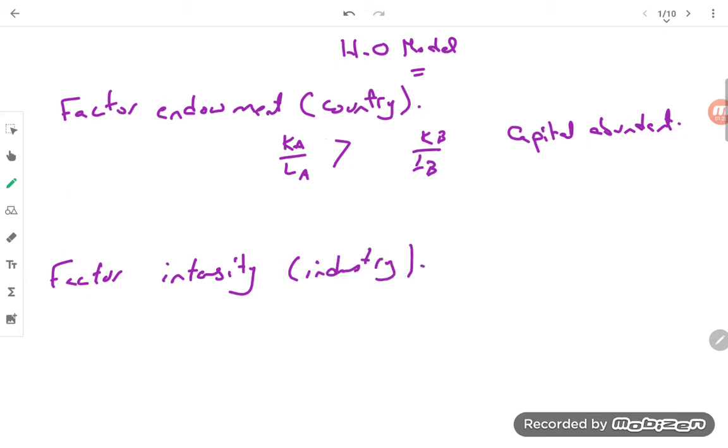Production of soybeans and textile requires capital and labor, so we would like to know which one of them requires more capital and which one requires more labor. So we have to calculate the capital-labor ratio for soybeans and for textile and compare the two ratios together. If it's greater in soybeans, soybeans is said to be a capital intensive industry.